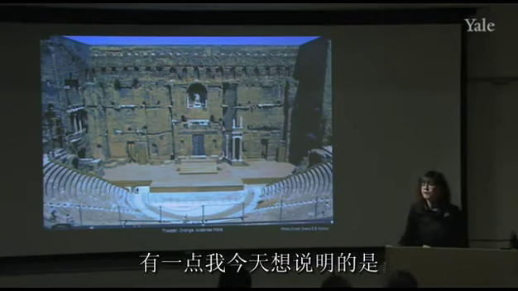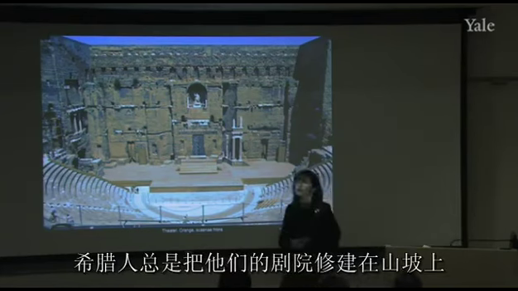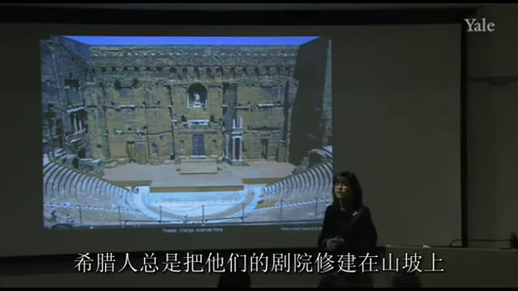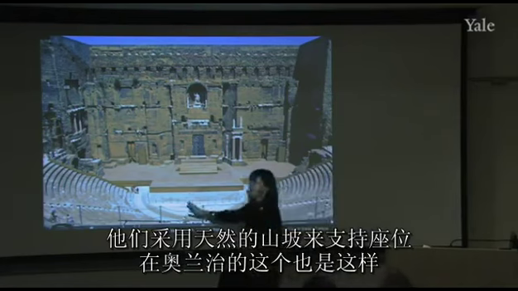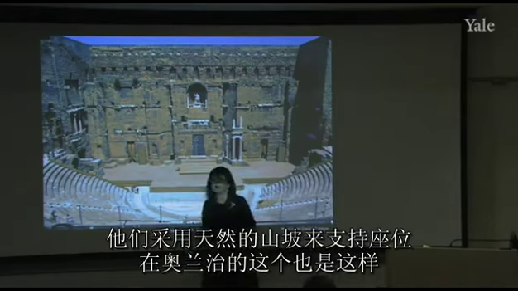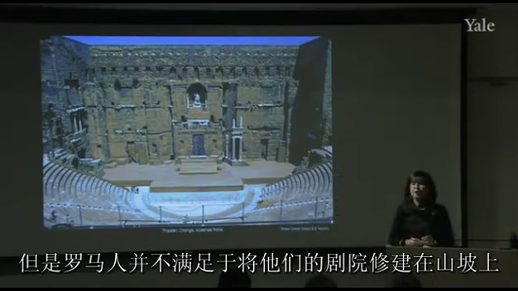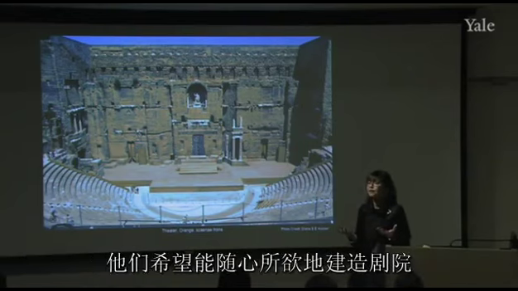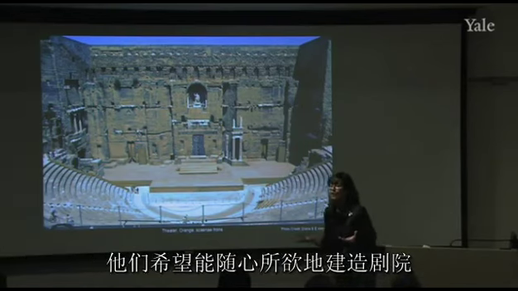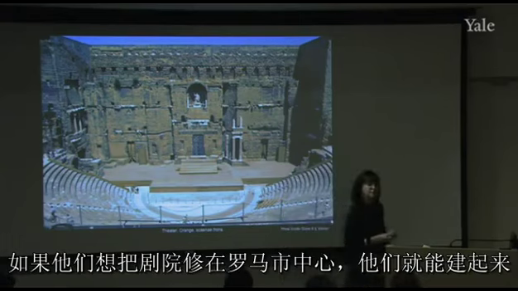But one of the points I want to make today is that the Greeks always built their theaters on hillsides. They used the natural hill to support the seats. And that's true at Orange as well. But the Romans were not content to build their theaters only on hillsides. They wanted to build their theaters where they wanted to build their theaters. And if they wanted to build a theater in downtown Rome, they wanted to build a theater in downtown Rome.